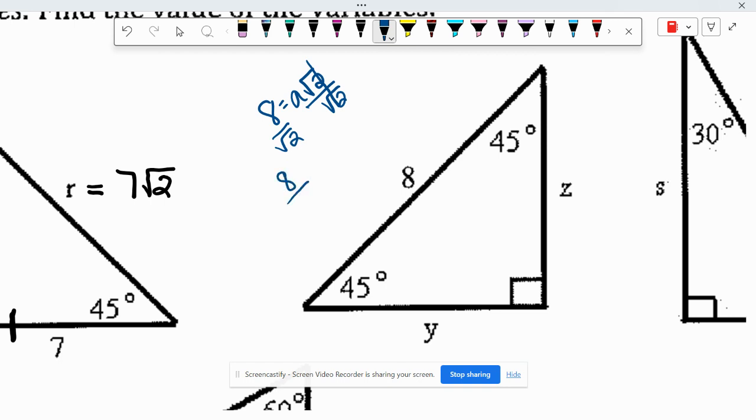So I have 8 divided by the square root of 2 equals A. Can I leave it like that? Am I allowed to have a square root in the denominator, Dylan?